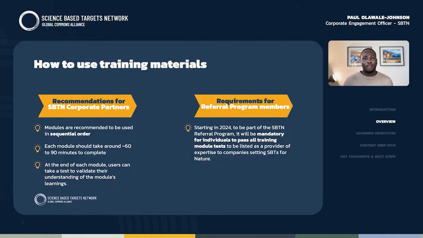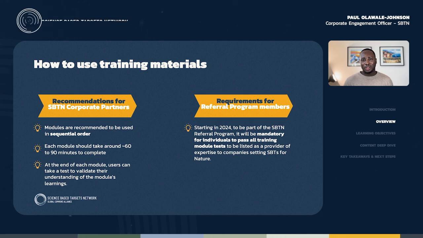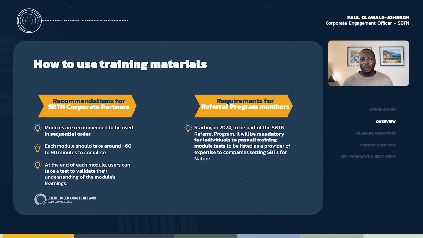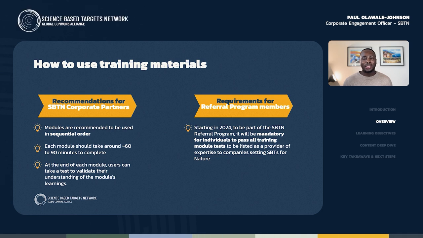As we move along the curriculum, I would like to share a quick reminder on the intended use and purpose of this program. Modules are recommended to be completed in sequential order. Each module should take you about 60 to 90 minutes to complete. At the end of each module, users have the option to pass a test to validate their understanding of the learning objectives. Starting from 2024, passing the test will be required for all individuals belonging to an NGO or a consulting firm supporting target setters that wish to remain or be part of SBTN's referral program.